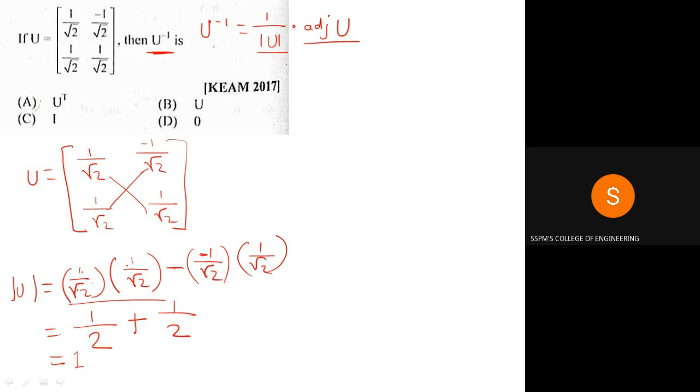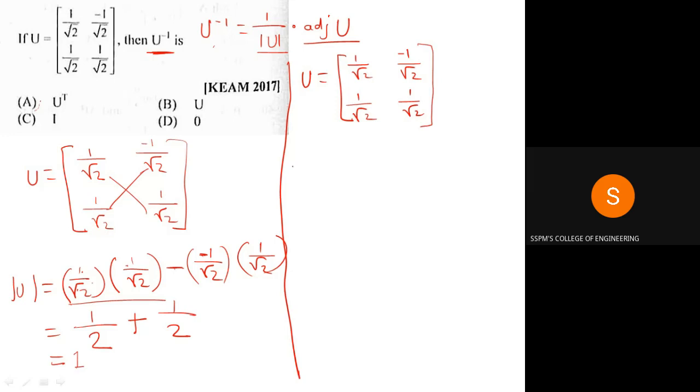It is 1. Now we will try to find adjoint of matrix. So what is U given here? U is equal to 1 upon root 2, minus 1 upon root 2. Then 1 upon root 2, 1 upon root 2. This is the matrix given. So how do we find adjoint of this matrix? How to find adjoint: these two elements will swap their position. So 1 upon root 2. These two are the same element, so when swapped it will remain the same.